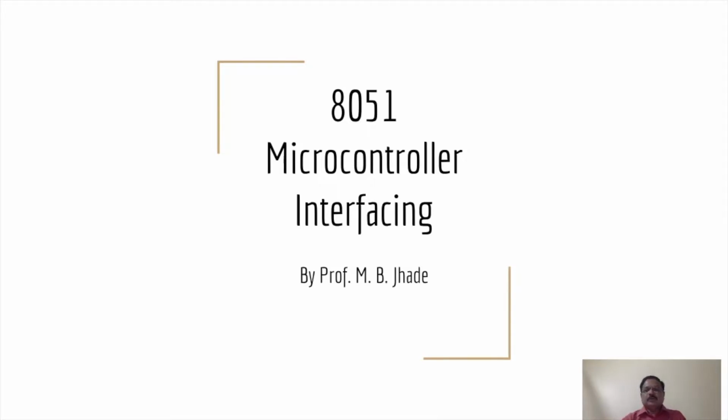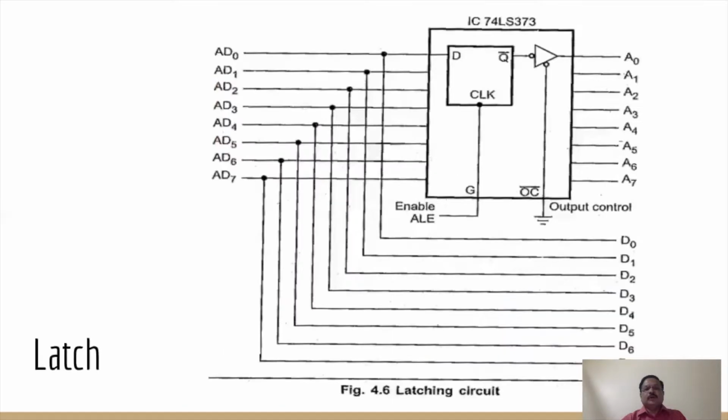Friends, to begin with, for interfacing, we need an octal latch, 74LS373. Here you can see it on the screen, because we all know the lower order address and data lines AD0 to AD7 of the 8051 microcontroller are multiplexed. So in order to separate the address and data lines, first we need to demultiplex them, and that can be done using the octal latch.